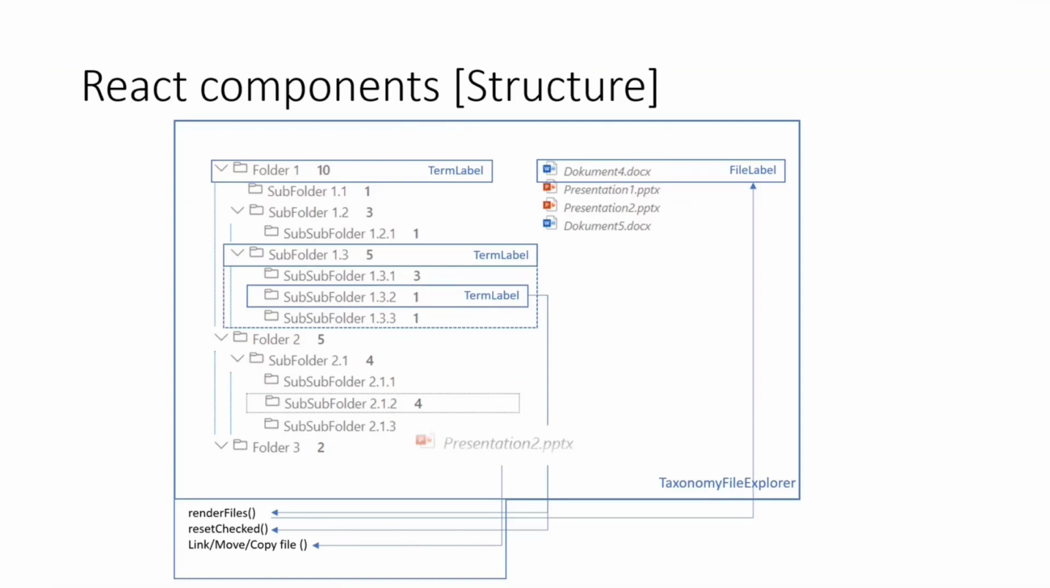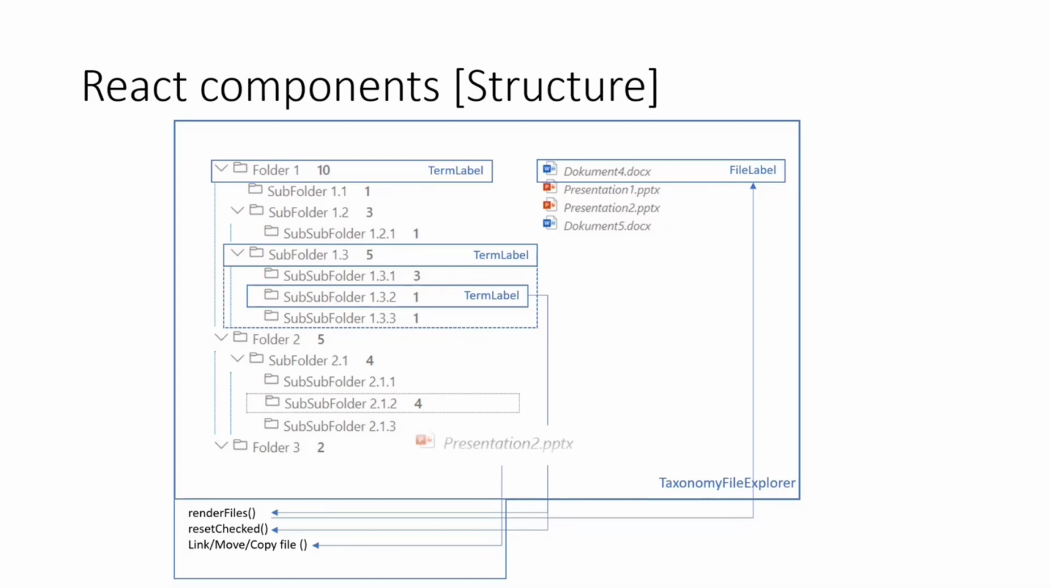So first, a little overview of how this is rendered. We have one big parent React component, and you can see with the outer icon that this is the Taxonomy File Explorer. And then the tree consists of many, many components called term label. It only highlights a couple of them just to make it precise, but in fact, every folder, subfolder, sub-subfolder is its own term label. And they are nested or cascaded, and I will show you how to render that in a minute.